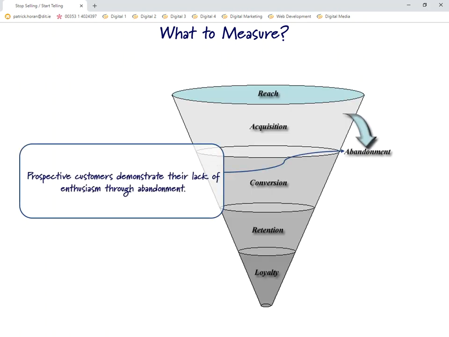So really important. Abandonment is people who, before they buy from you, jump ship. So prospective customers demonstrate their lack of enthusiasm through abandonment. They leave the website.